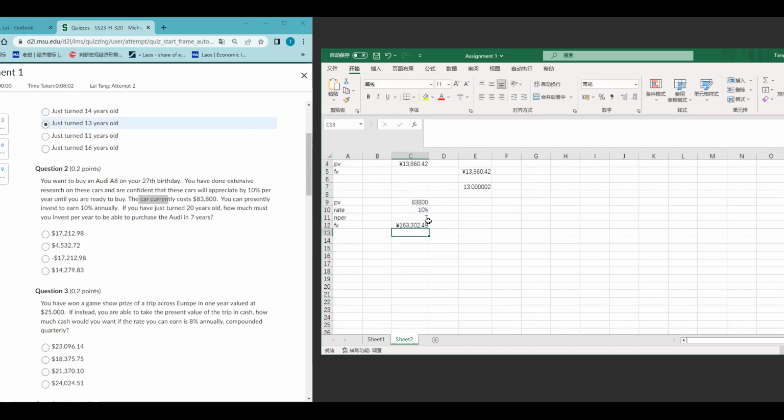So after 7 years, the car is not 83,000. It's going to be like 163,000. So this is the car price after 7 years. So since we know the price, we can easily use the PMT function to find out the answer, because the question is how much you invest per year.